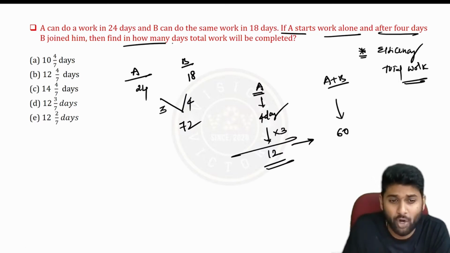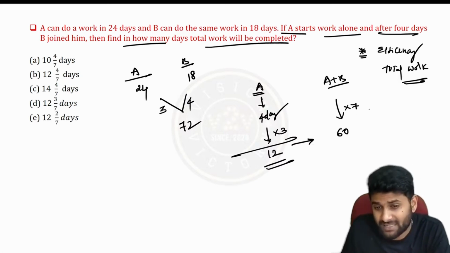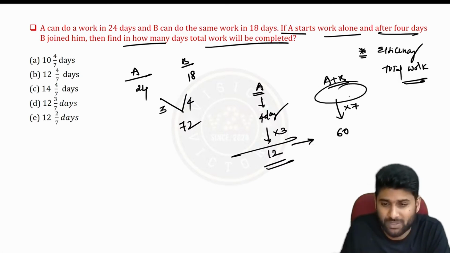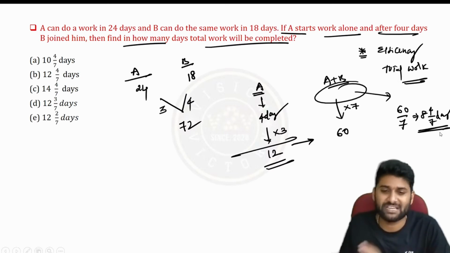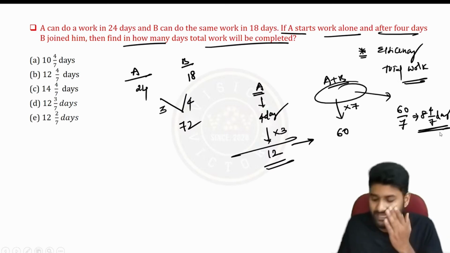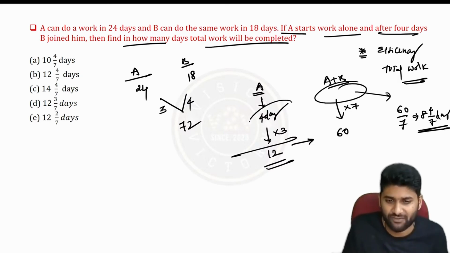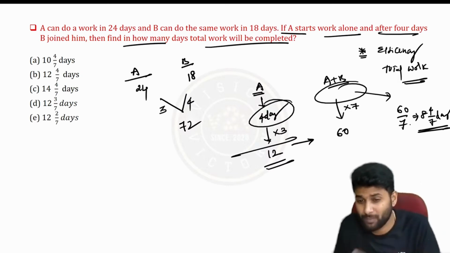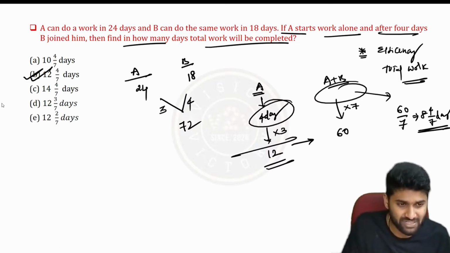Another question: in how many days is the whole work completed? Now A and B together can complete 7 units per day. Then how much time does it take here? 60 by 7, so 8 and 4 by 7 days. Guys, the remaining 60 units done by A and B together take 8 and 4 by 7 days. Now the question: how many days is the whole work completed? Initially 4 days, later it takes 8 and 4 by 7 days, then the total becomes 12 and 4 by 7 days. That's your answer.